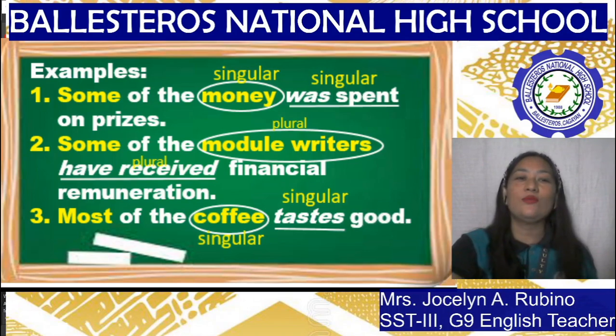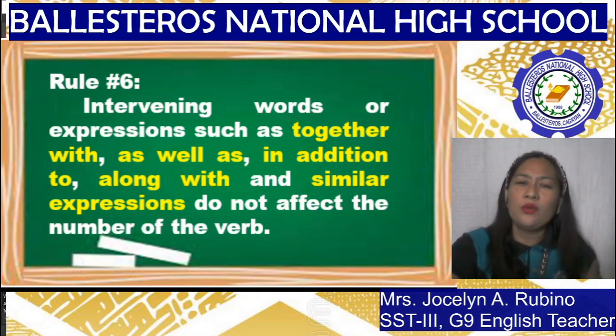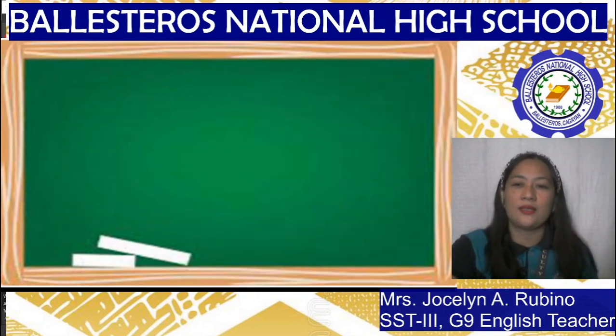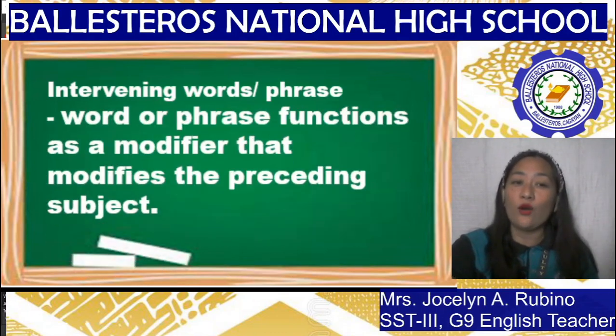Okay? Next, we move on to the next rule. Rule number 6 says intervening words or expressions such as together with, as well as, in addition to, along with, and other similar expressions do not affect the number of the verb. Okay. Now, what do we mean when we say intervening words? Okay. Intervening words or phrase is a word or phrase that functions as a modifier that modifies the preceding subject.